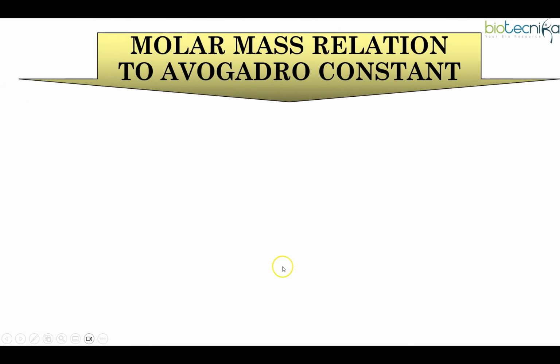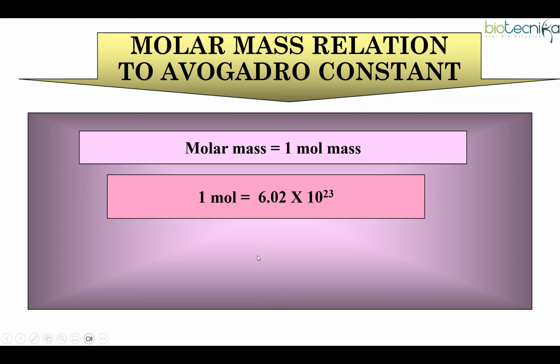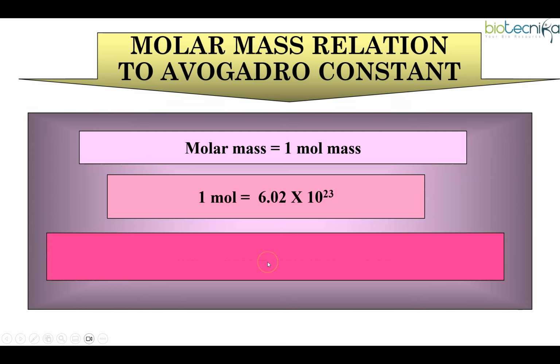Now what is 1 mole? As I said, mole is related to the Avogadro's constant. Molar mass is the mass of 1 mole. And 1 mole is just a number. What number? It is the Avogadro's number, which is equal to 6.02 into 10 to the power 23. This can include any particles. For example, 1 mole of atoms will equal 6.02 into 10 to the power 23 atoms. Similar to a dozen, where there are 12 particles, 1 mole is always 6.02 into 10 to the power 23 particles.